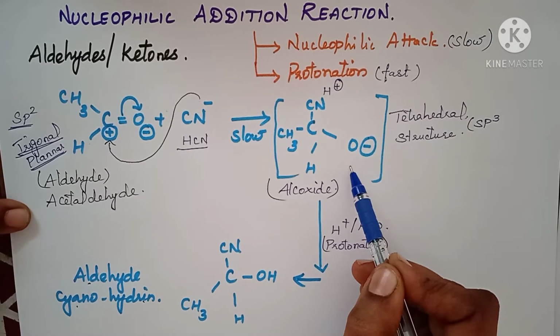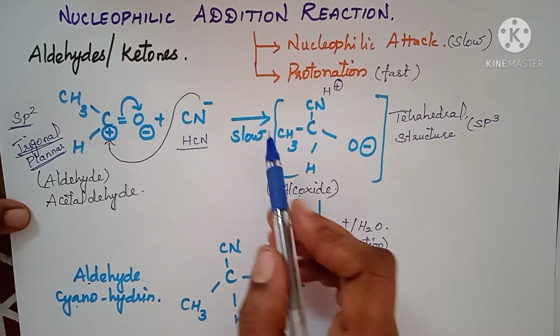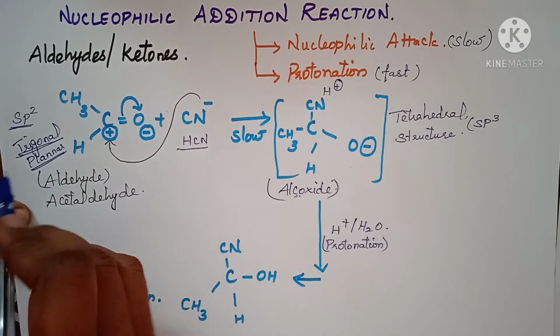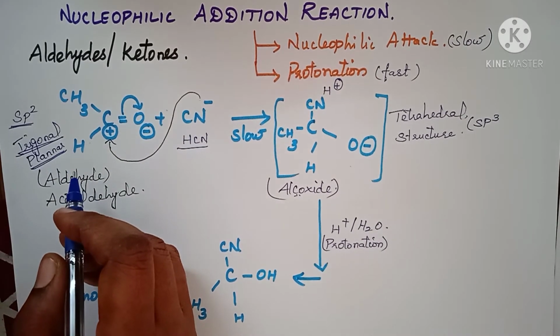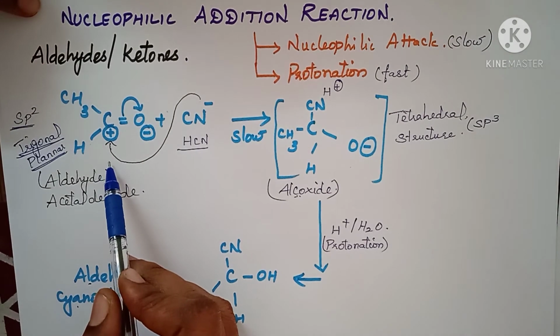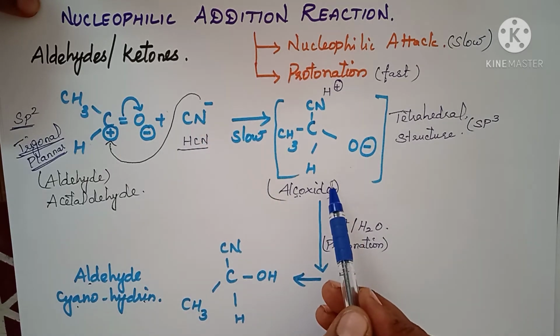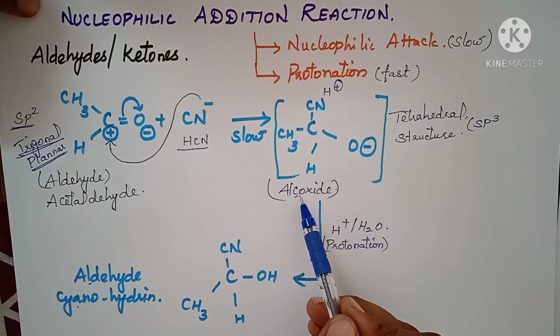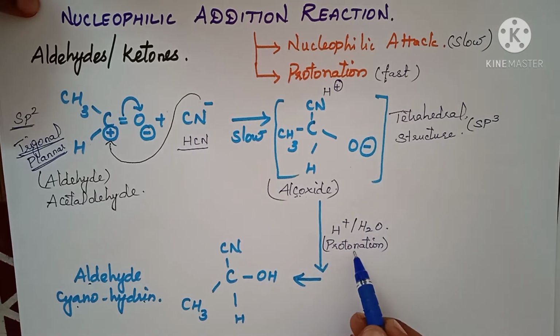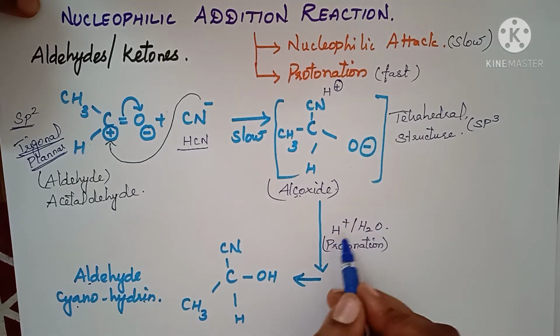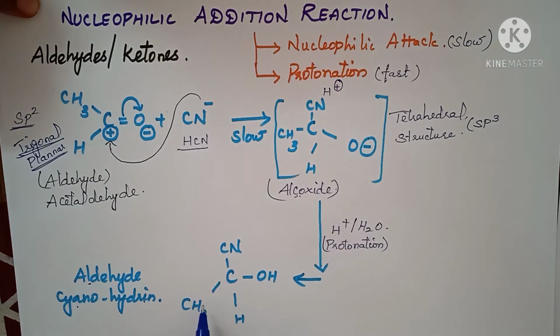First, the intermediate product, alkoxide, is what we get from the nucleophilic attack. That is the first step. The aldehyde is attacked by the CN ion, and you get an intermediate compound called alkoxide. The second point is that protonation takes place, which is a very fast reaction. Where O minus is there, H plus ions go and sit over there. So automatically you get aldehyde cyanohydrin.